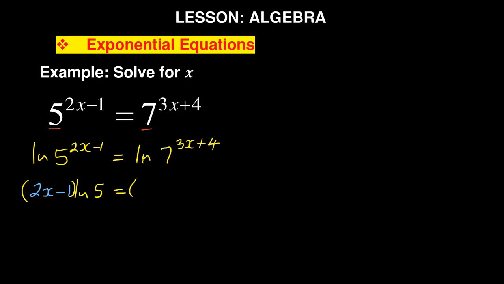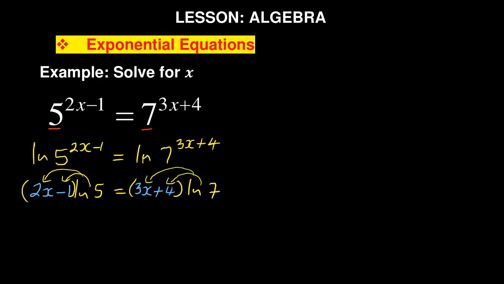Same thing, and you'll also have 3x plus 4 dropping down, and then you'll have ln 7. So that is how the whole concept of introducing logs changes the exponent to drop down so that it becomes linear. At that stage, you can now expand, expanding that and that. Same thing here, you're expanding that and that.